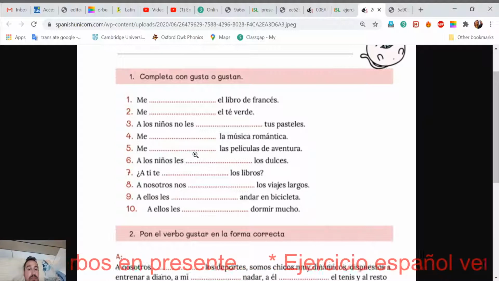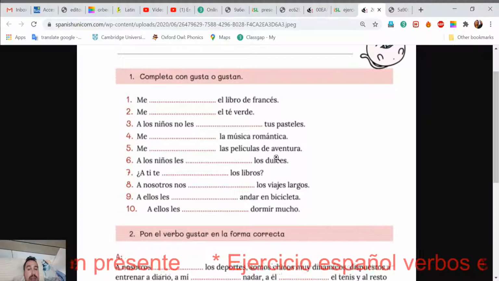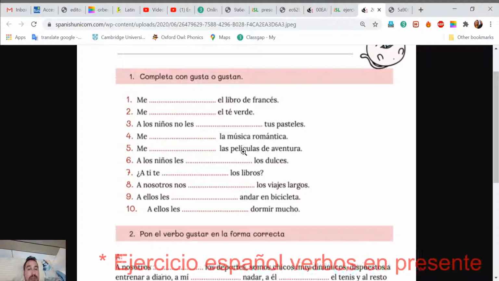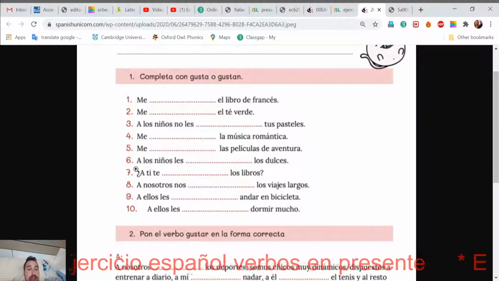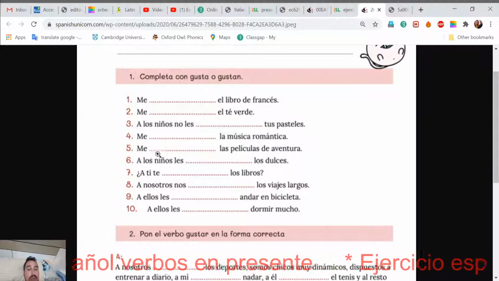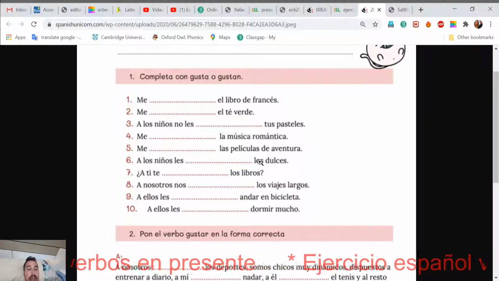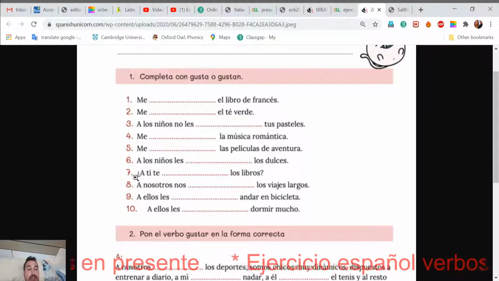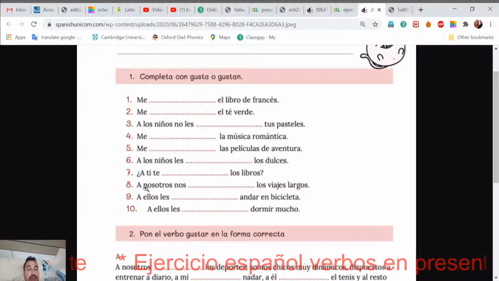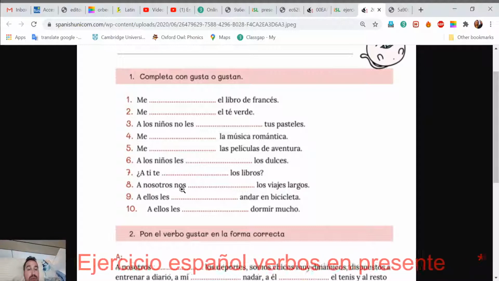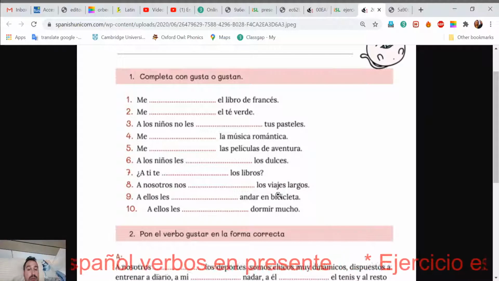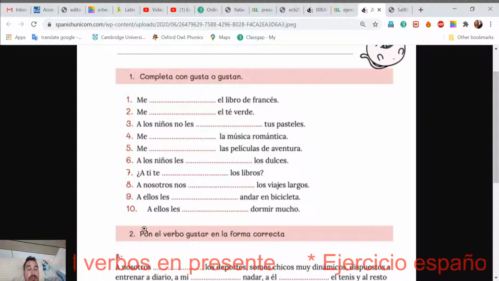5. Me gustan las películas de aventura. So I like adventure films or action films, yeah? 6. A los niños les gustan los dulces. So kids like pastry. 7. ¿A ti te gustan los libros? So do you like books? 8. A nosotros nos gustan los viajes largos. So we like long trips.